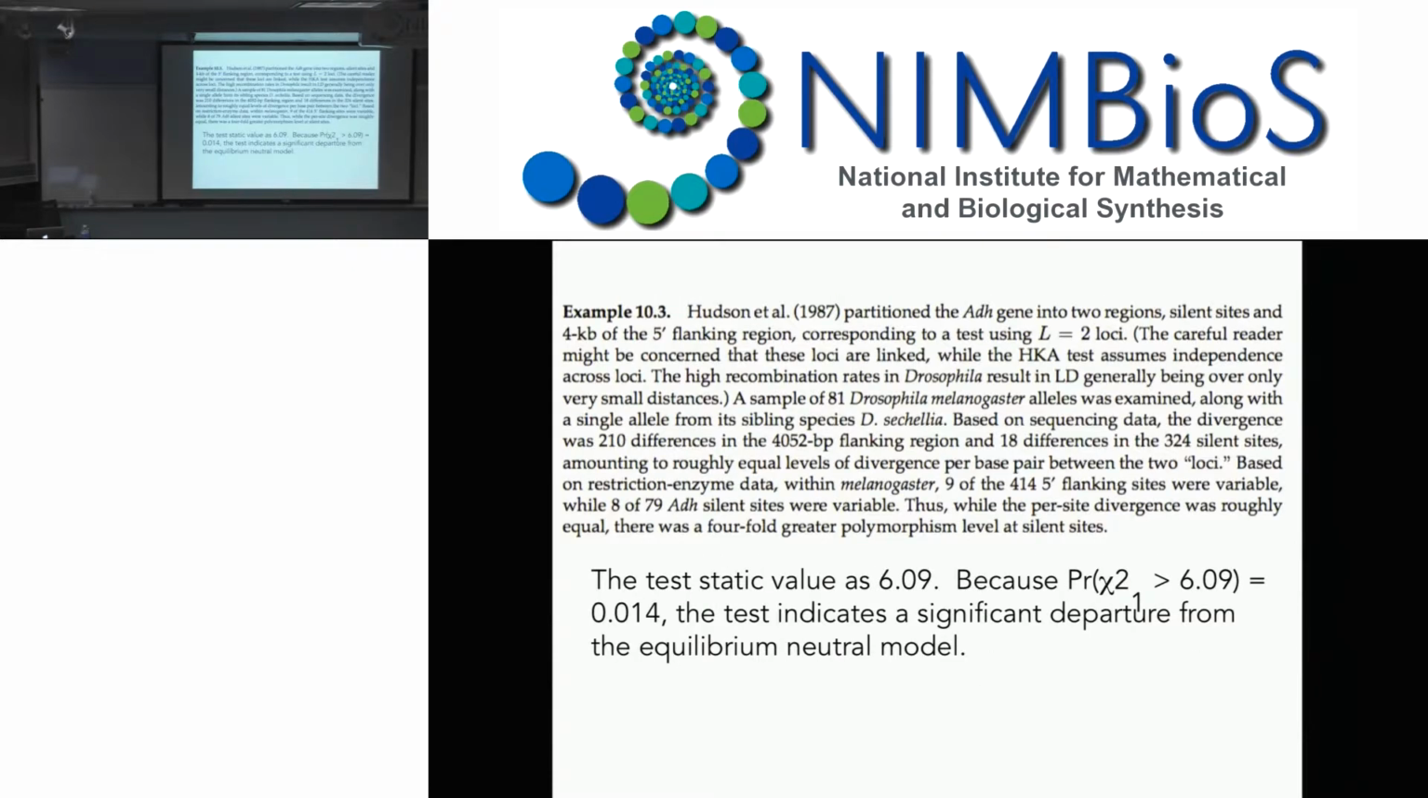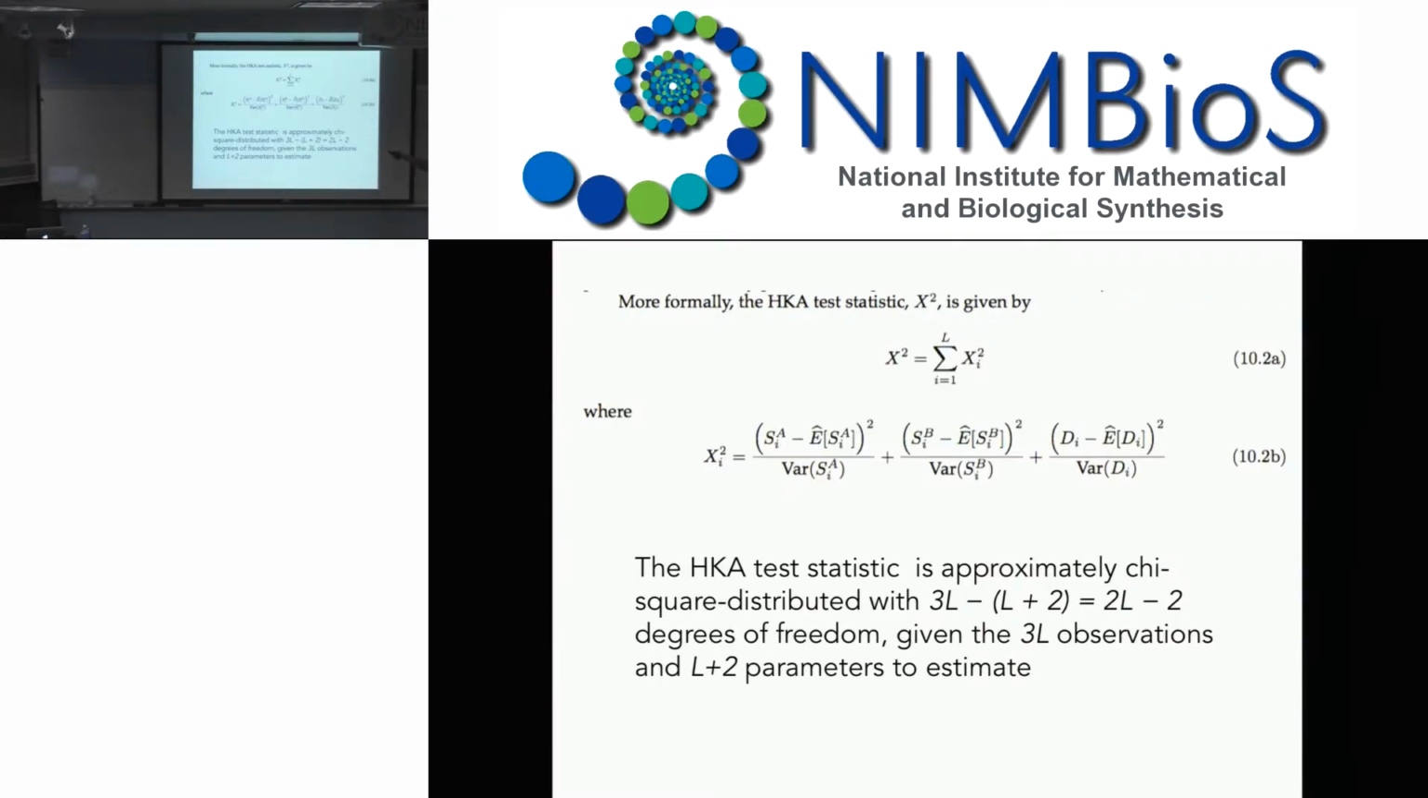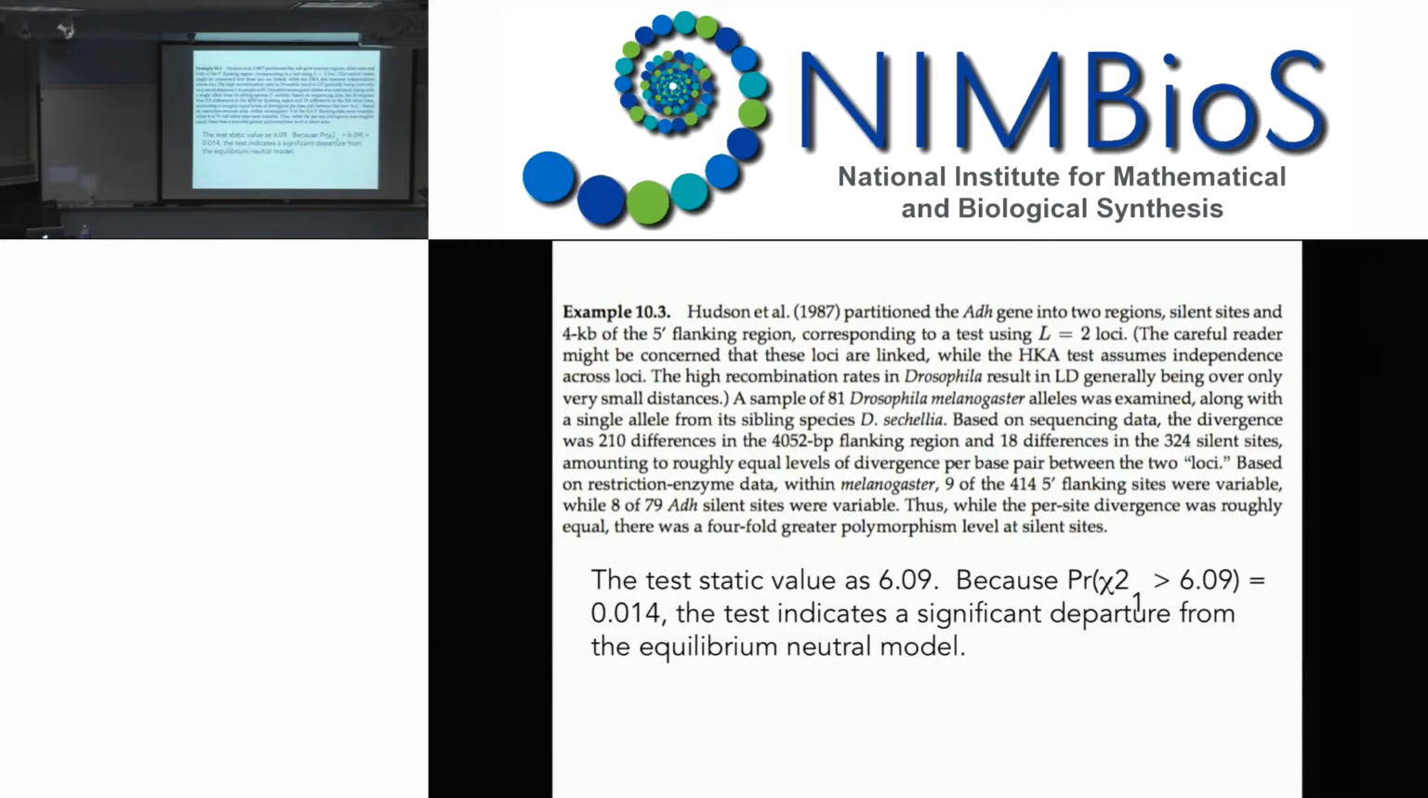Same thing here. So here is an example of when they first applied it, and this shows the quality of data they had back then. They had 2 loci. They were comparing silent sites and 4 kb of the 5' flanking region in ADH. So they had sequencing data from Kreitman for the ADH gene itself, and what they did was take 81 alleles from melanogaster and a single allele from Seychelles. When you do that, this term goes away and you make an adjustment for it. It's not a big deal.